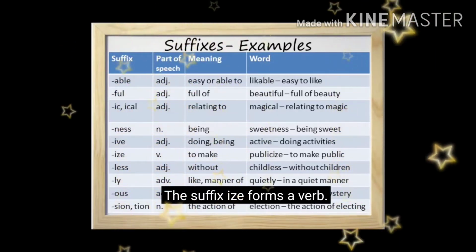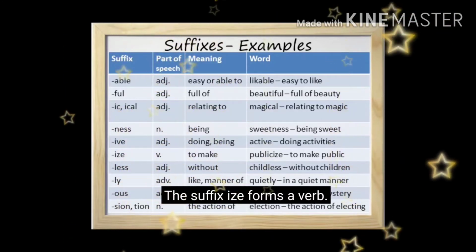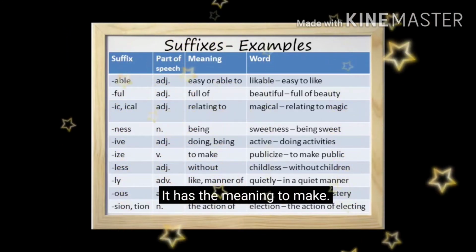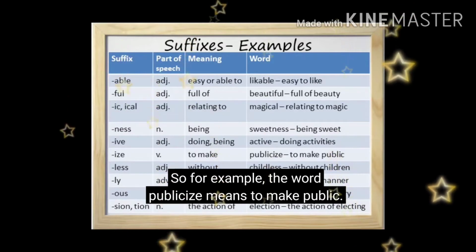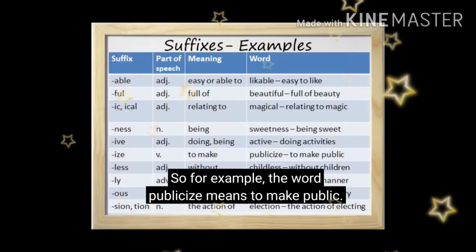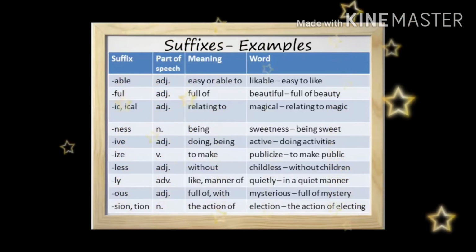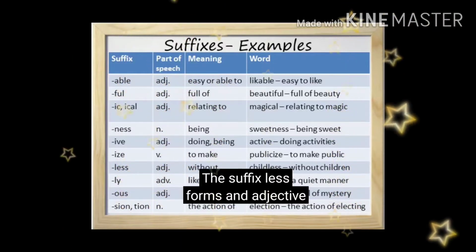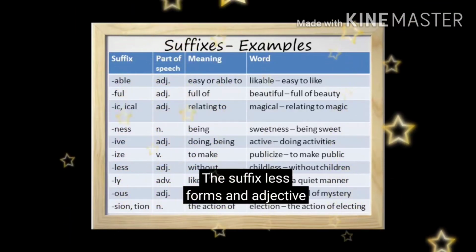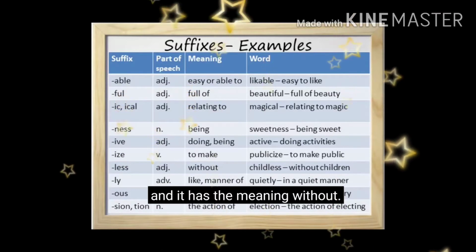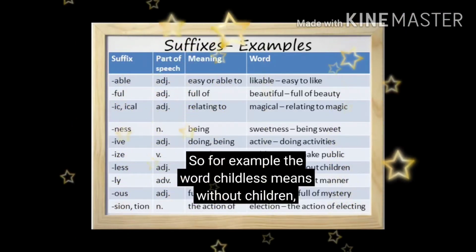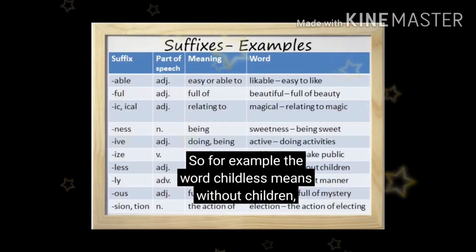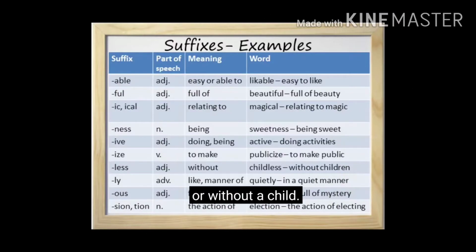The suffix "-ize" forms a verb. It has the meaning to make. So, for example, the word publicize means to make public. The suffix "less" forms an adjective, and it has the meaning without. So, for example, the word childless means without children.